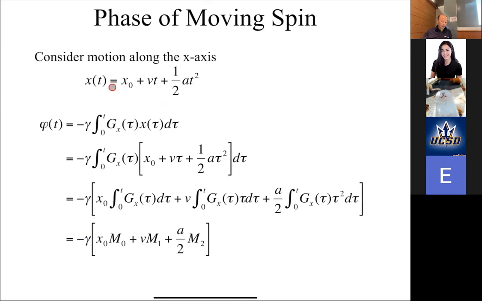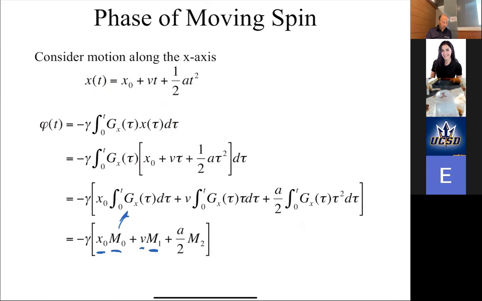But we can now assume motion. Let's say X is changing with time, with velocity and acceleration, okay? And then it turns out that the phase is proportional to what's called the zeroth order moment, the first order moment, and the second order moment. The velocity comes in with the first order moment. The position we've already looked at is the zeroth order moment, which is just the area.